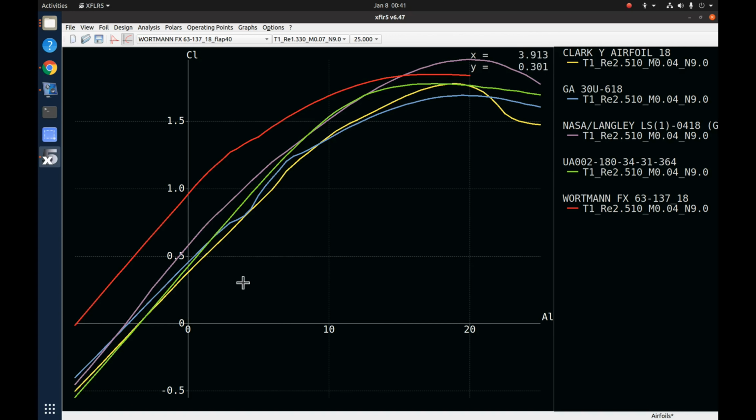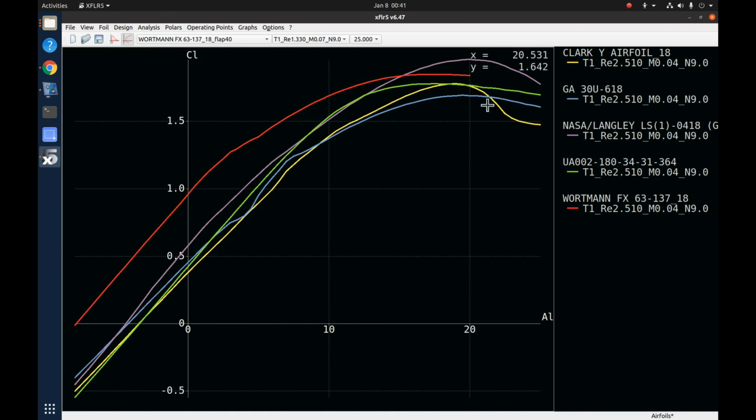Now here's something that surprised me about the Clark Y. Now remember, the Clark Y is the yellow one. You can see up here at stall, at the maximum coefficient of lift, after that stall, it actually starts dropping off fairly rapidly. It's not horrible, but I did not expect this for the Clark Y. I expected it to be a much broader curve.